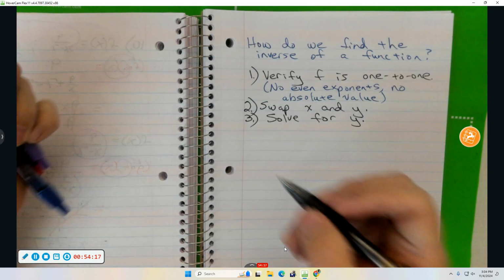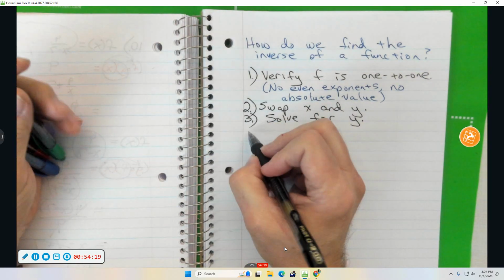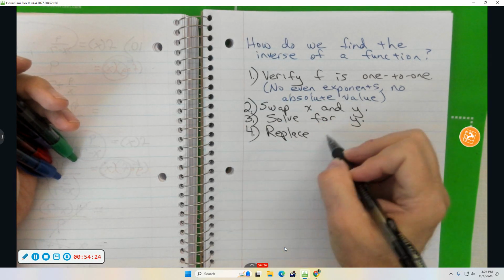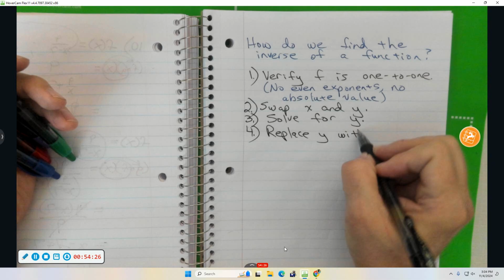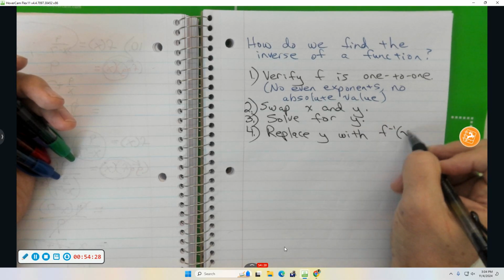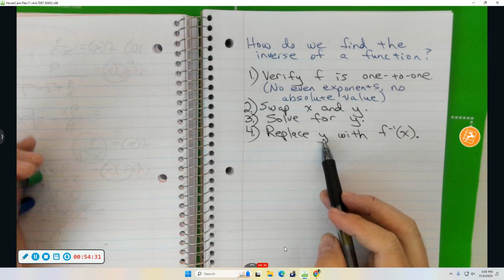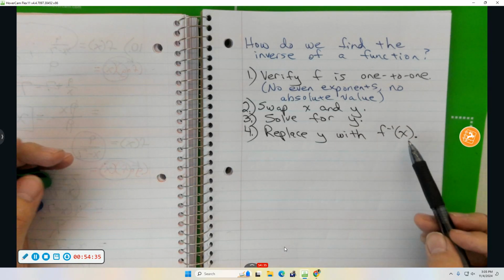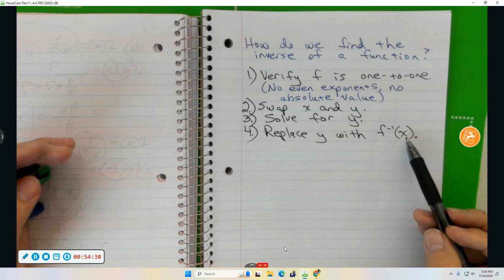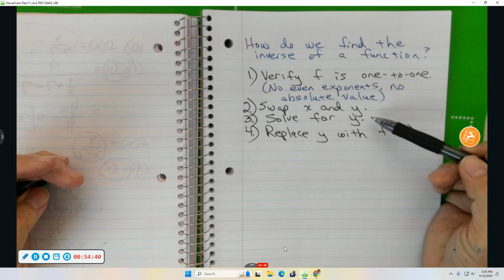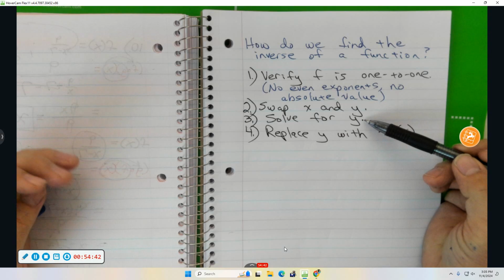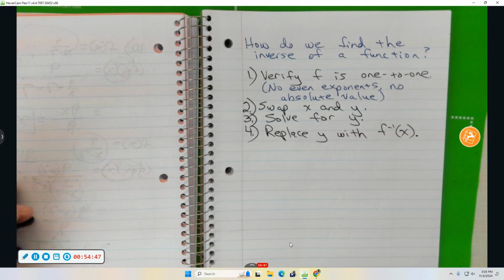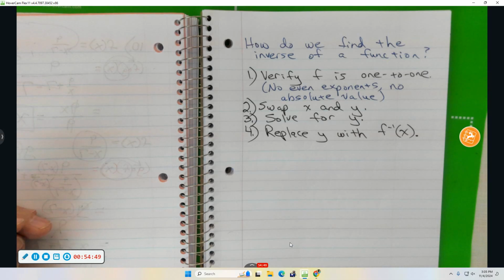The fourth step, and my lab will do this fourth step for you. They're going to replace y with f inverse of x. You're replacing the y with the inverse function notation, but my lab will type out f inverse of x equals. All you have to do is type in whatever you found once you solve for y. You'll see what I mean in a moment. Any questions there? You all written that down?